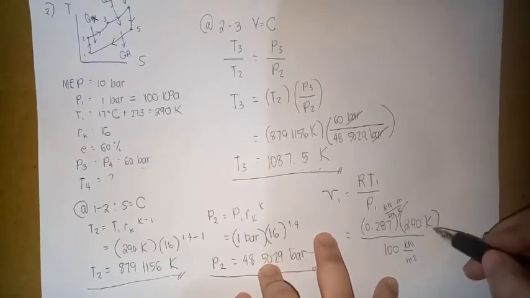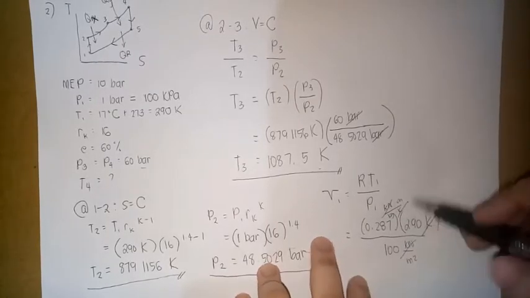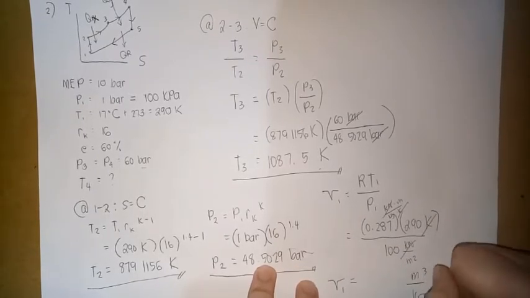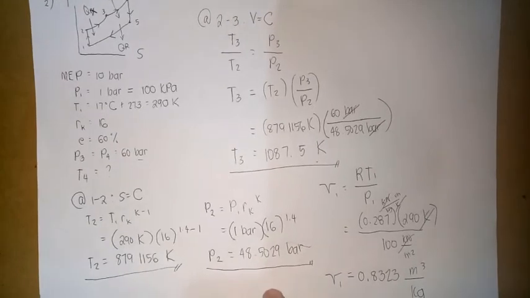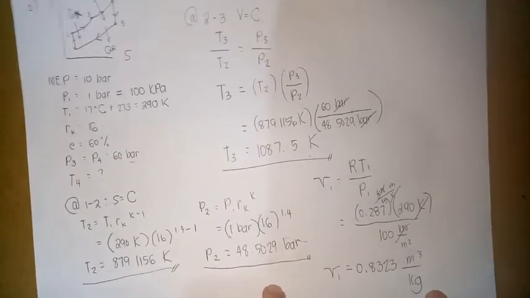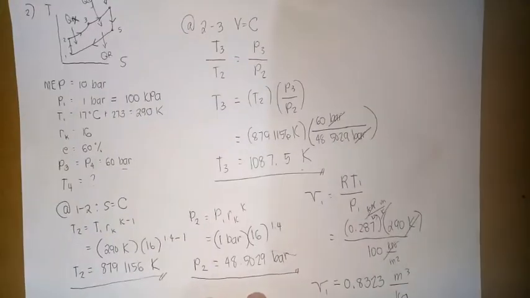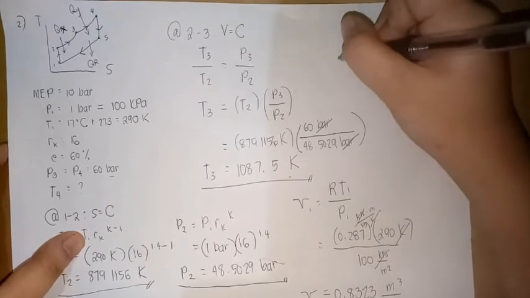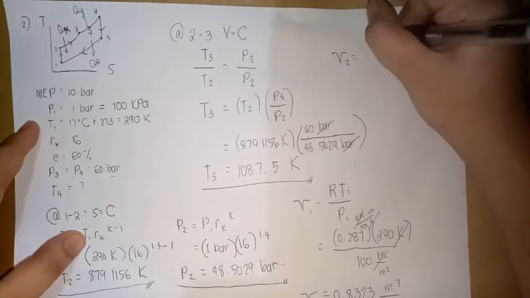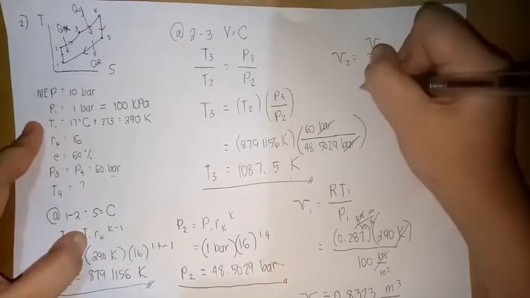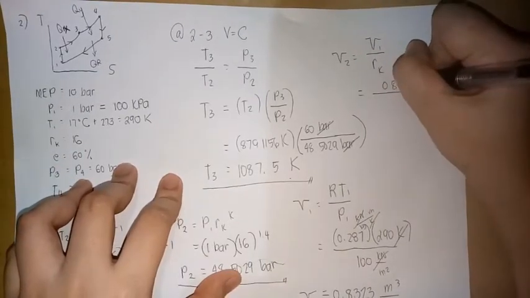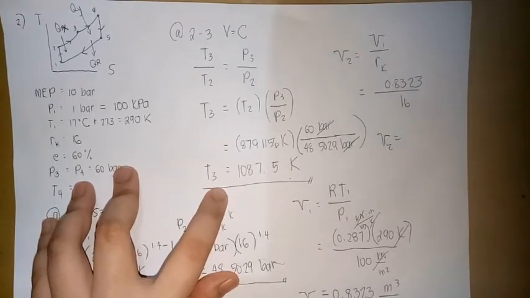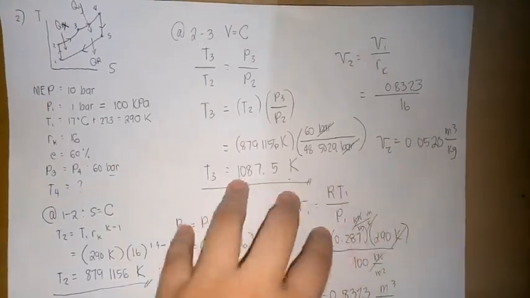So, naipakita ko na naman to dun sa mga ilang examples. Ang lalabas na unit dyan for specific volume is cubic meter per kilogram. So, we have 0.8323 cubic meter per kilogram. Now, solving for V2, kakailanganin rin natin siya. Si V2. So, V1 over RK. Substitute 0.8323 divided by RK na 16. Si V2 ay equal sa 0.0520 cubic meter per kilogram.